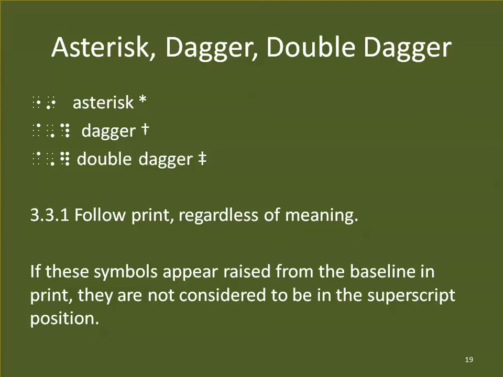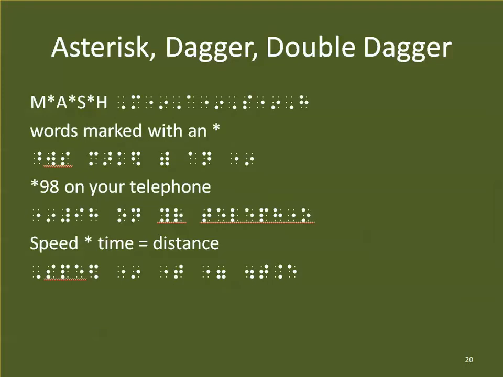If these symbols appear raised from the baseline in print, which they usually are, they're still not considered to be in the superscript position in UEB, and that's important because I have mentioned there are indicators for superscript and subscript in the UEB code, but we're not going to use those when it comes to asterisks, daggers, and double daggers. So as far as an asterisk is concerned, like I said, we can use that wherever we see it, and it doesn't interfere with anything. So the good old television show MASH has asterisk in between each of its letters, so we can put that in where we see it in print, and it reads just very clearly.